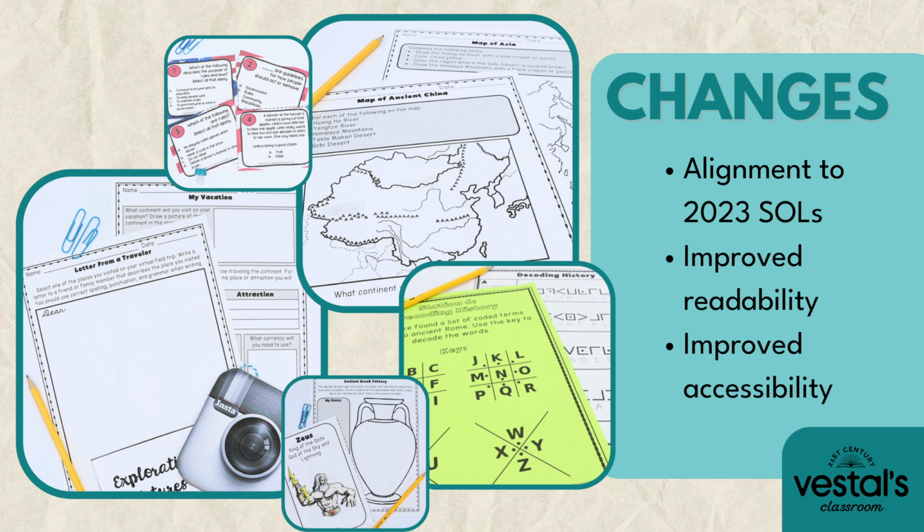Now, just to give you an idea of some of the changes that we've made to these resources, obviously everything has been updated to align with these new SOLs, but we have also gone through and made some other big changes. One is improved readability. We have a lot of passages with comprehension questions in our materials, and we really worked hard to make sure that they are on more of a third grade reading level and easier for third graders to read and comprehend.